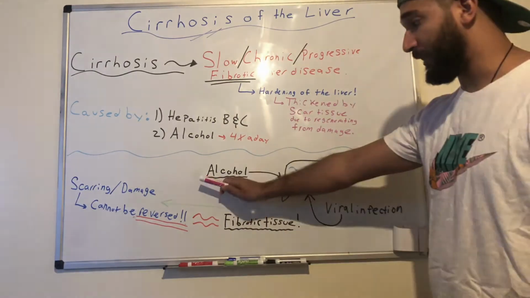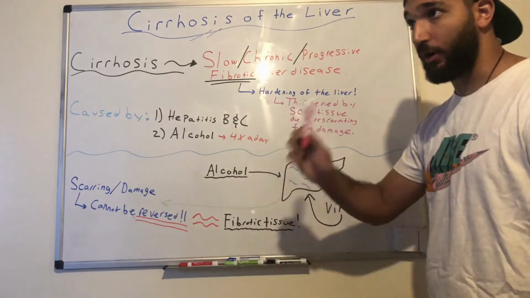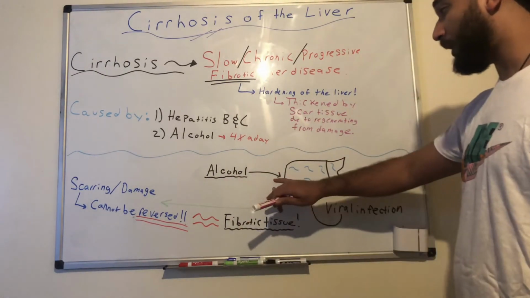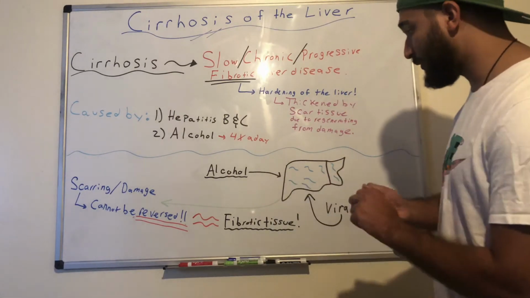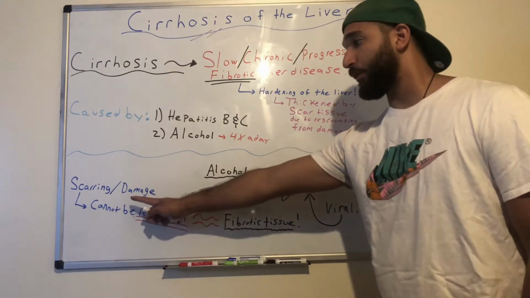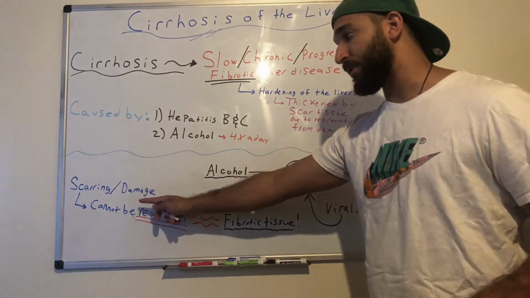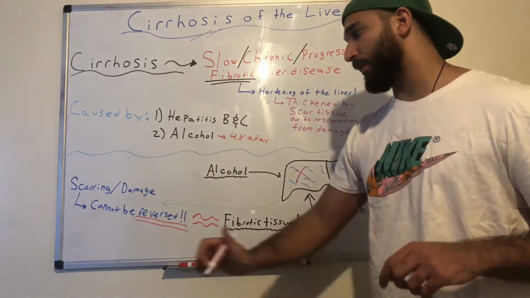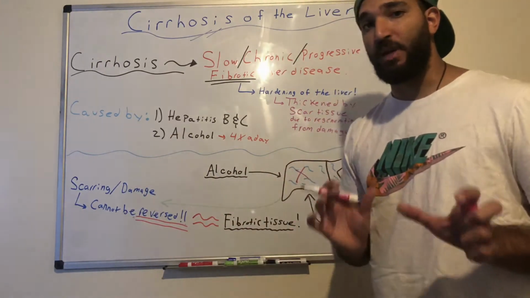So this is an illustration I drew. For example, if a person drinks too much alcohol for a chronic period of time, when it affects the liver, what happens is that the liver is going to cause scarring and damage. And the reason that is an issue is because it cannot be reversed.